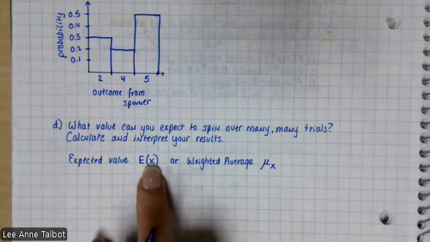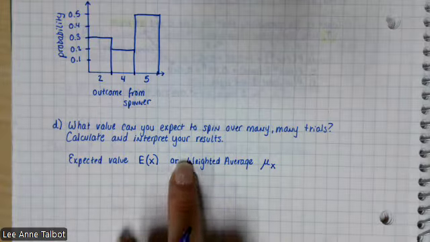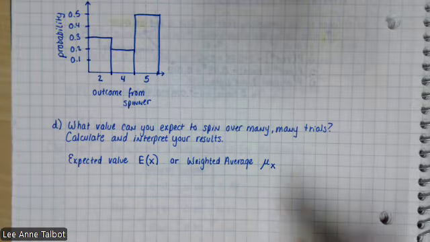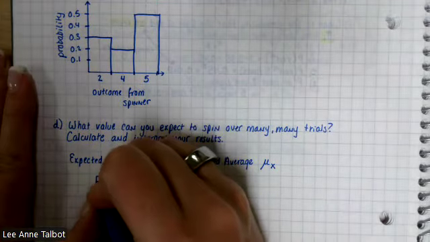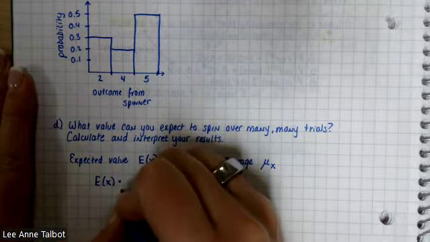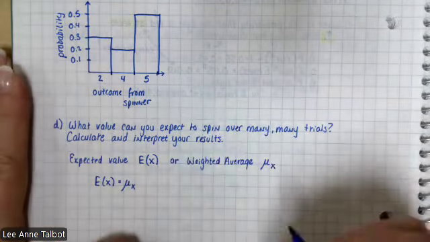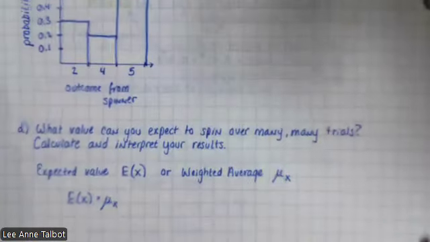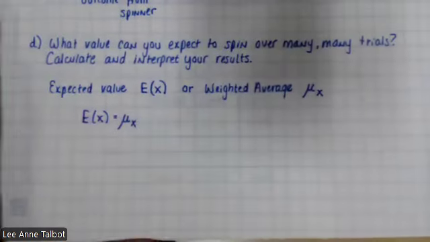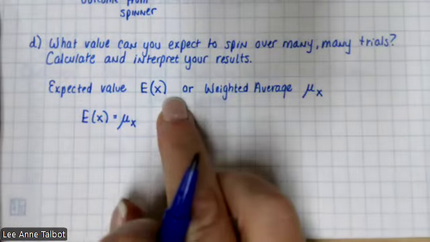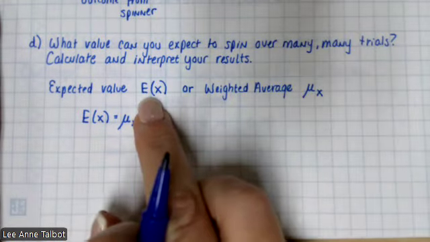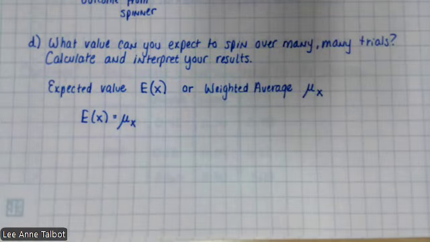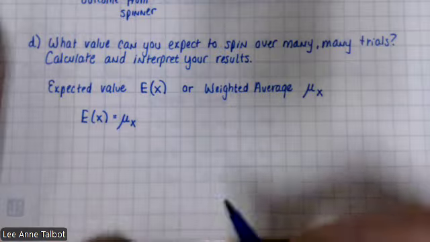So expected value is this symbol. Weighted average is this symbol, which means mean of X. And those are the same thing. I'm going to use them interchangeably because you should use them interchangeably. If you see the mean, you know that's expected value, and if you see expected value, you know that's the mean. It's just like saying f of X and Y, completely interchangeable.